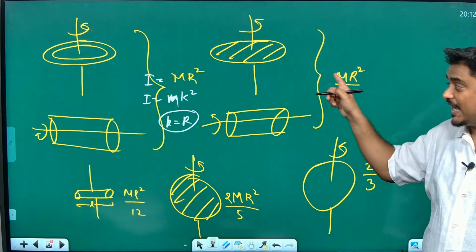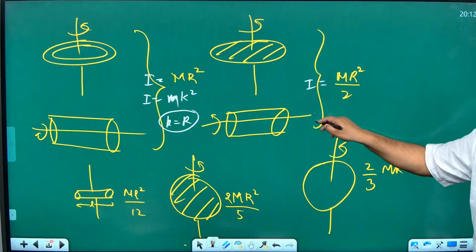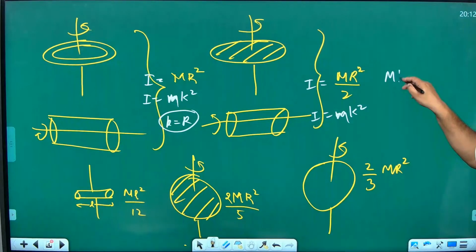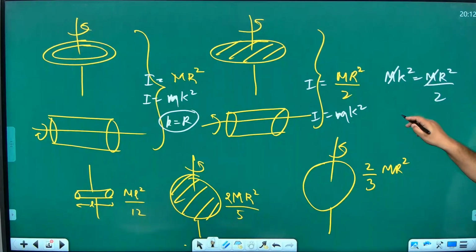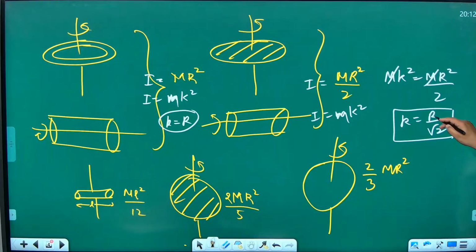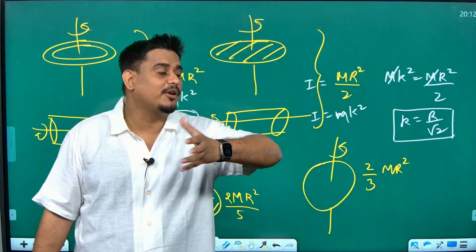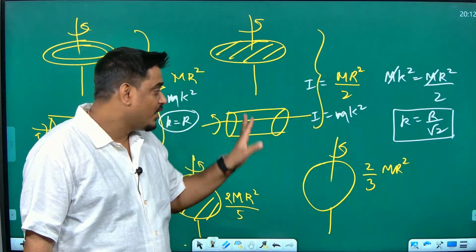For a disc and a solid cylinder, let us check. We will equate I equal to mr square by 2 and I also equal to mk square. So I will write mk square equal to mr square by 2. m gets cancelled. k will become equal to r by root 2. So by using this formula, you can find the radius of gyration of a disc or a solid cylinder rotating about an axis, in this case the axis perpendicular to the plane and passing through the center.